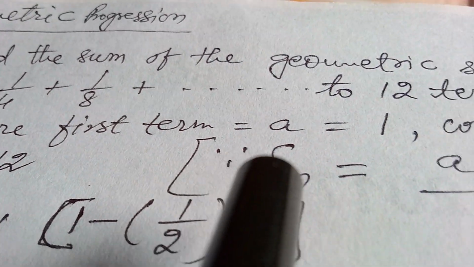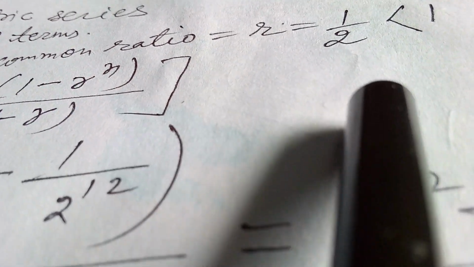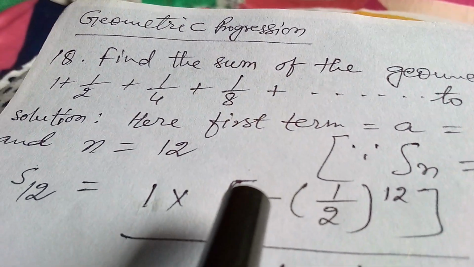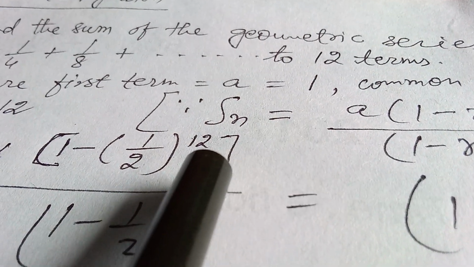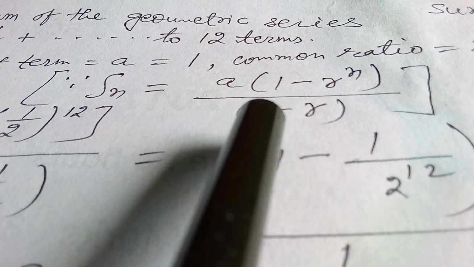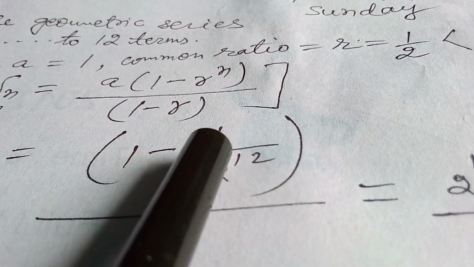First term equals A, that is equal to 1. Common ratio equals R, that is equal to 1 by 2, and it is smaller than 1. And the number of terms is 12. So you know that the sum of n terms is equal to a into 1 minus r to the power n by 1 minus r, when the common ratio is smaller than 1.